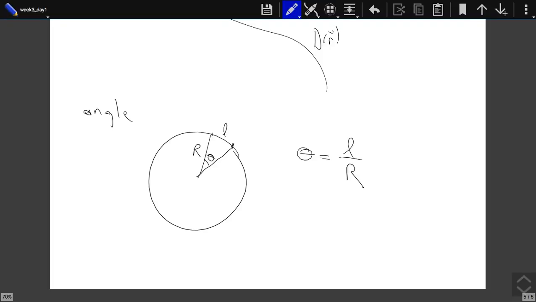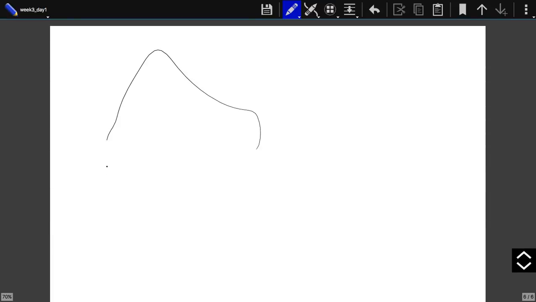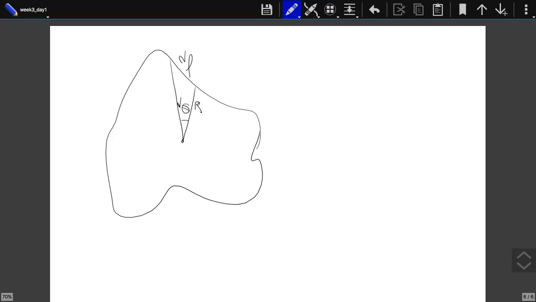So angles, we define it in 2 dimensions. In 2 dimensions it is the distance of the arc divided by the radius of the circle. So that's basically how we define an angle. Now, of course, we can generalize this. Just take any shaped object. This is L, this is theta, and let's assume a very small one. So this is dl, this is r.